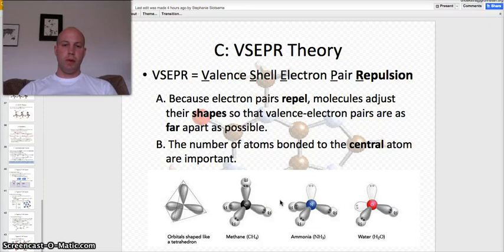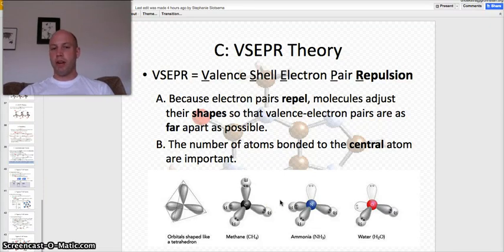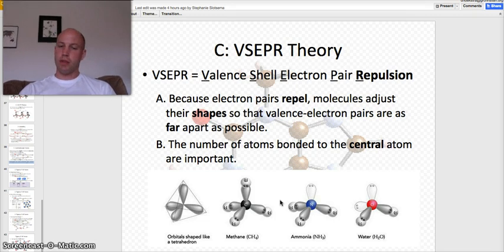Hey all, the goal of this video is to remind you about how this valence shell electron repulsion theory works. And so once again, we have these molecules and we want to look to see how many atoms are bonded to the central atom. And so we see methane down here, which has 1, 2, 3, 4 hydrogens bound to carbon, but no lone pairs.